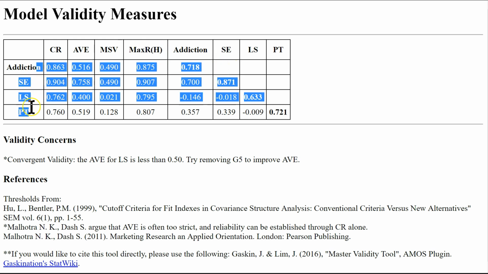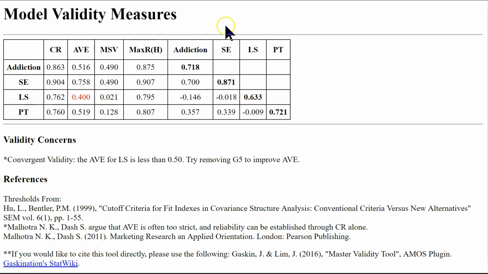So it has all the constructs on this column and all the constructs on this row, and the square root of the AVE on the diagonal in bold, and all the correlations off diagonal. And it even interprets things for you and makes recommendations. Check this out. There is one validity concern, which is painted in red. It says it's a convergent validity issue. The AVE for LS, that's this construct right here, is less than 0.5, so that's a problem. Try removing G5 to improve the AVE.